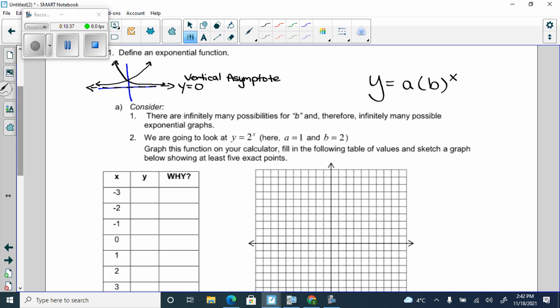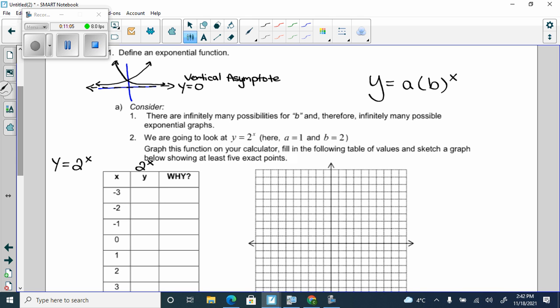A and b have infinite numbers that they can be. But we're going to look at ones where b is between 0 and 1 and where b is greater than 1. So there are infinitely many possibilities for b and therefore infinitely many exponential graphs. We're going to look at y equals 2 to the x. So if we use the equation y equals 2 to the power of x, how to find our y, we would just plug x in for the exponent, correct?